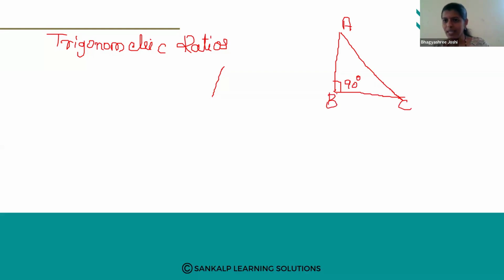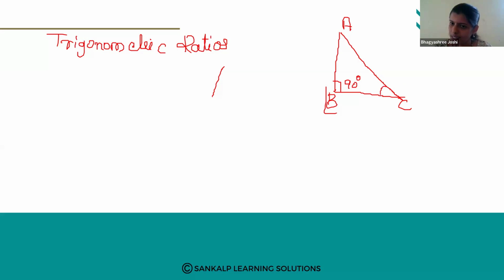Angle B is 90 degree, right? So based on this right angle triangle, we can define 6 trigonometric ratios, right? So now we will find out the 6 ratios.